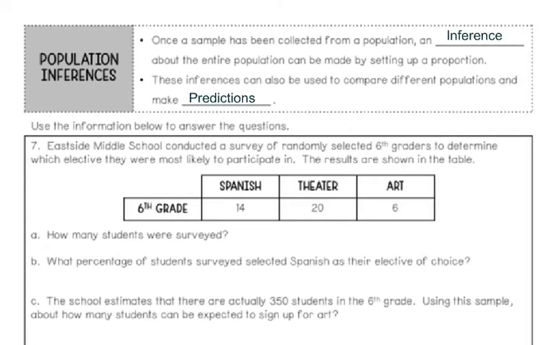Two things are important about population inferences. Once a sample has been collected from a population, an inference about the entire population can be made by setting up a proportion. And remember that an inference is kind of like coming to a conclusion. Maybe you had to come to that conclusion with just little pieces of evidence, and maybe your inference is backed by some different clues. We can also see that inferences can be used to compare different populations and make predictions.